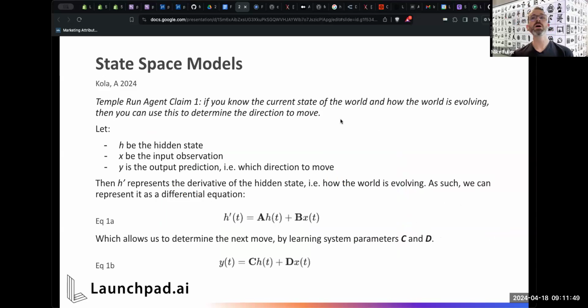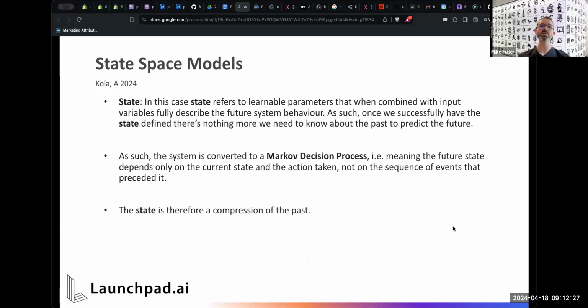So in this analogy, you have a hidden state, H, you have an input observation and you have an output prediction. And H dash represents the derivative of the hidden state, i.e. how the world is evolving. So we can represent it as a differential equation because it's an evolution, essentially. And this allows us to determine the next move by learning system parameters C and D. So this is the very basic idea upon which this model is built. And I'll go on to expand upon this specifically in the case of Mamba and selective state space models.